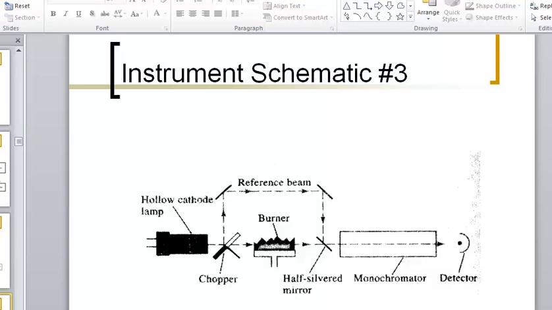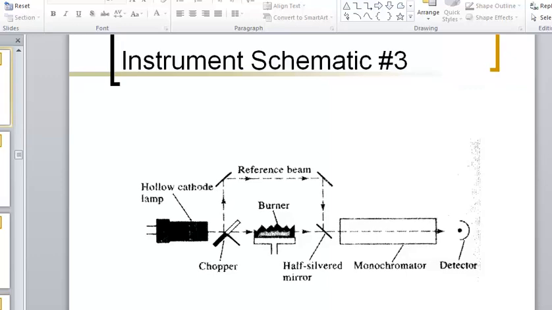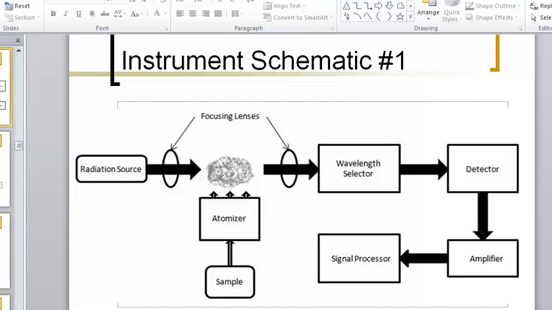Finally, here's another one. This is very similar again. Here we have a light source, and this is almost like a double beam. We have a reference beam that gets shut off in the back, and allows the machine to tare itself out. And then we have the sample beam that goes through the burner and then into the monochromator and into the detector. Notice it leaves off where the sample gets inserted into the machine. So once again, it leaves the atomizer and the sample off of the diagram.